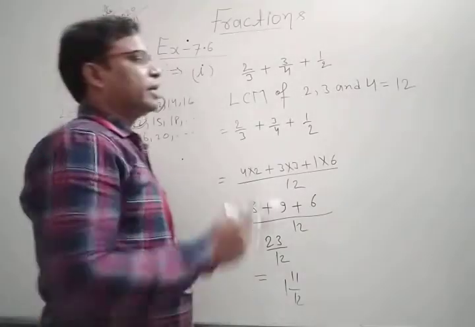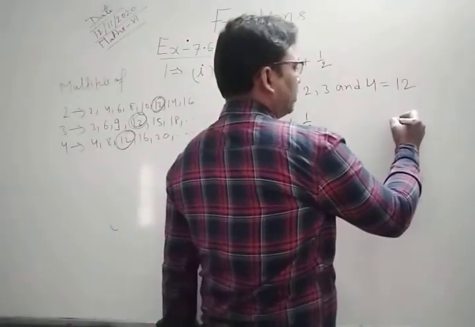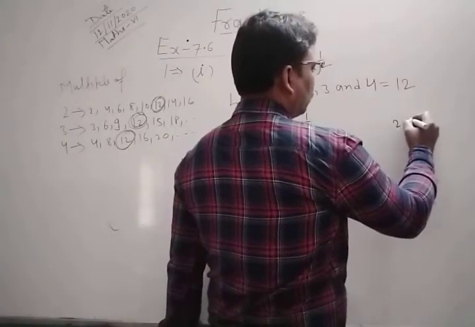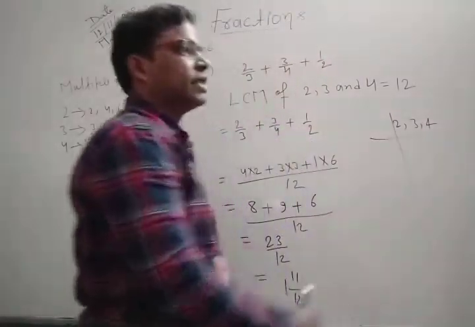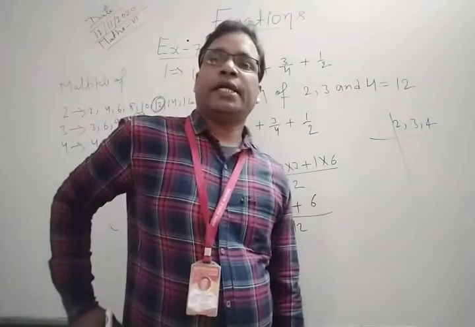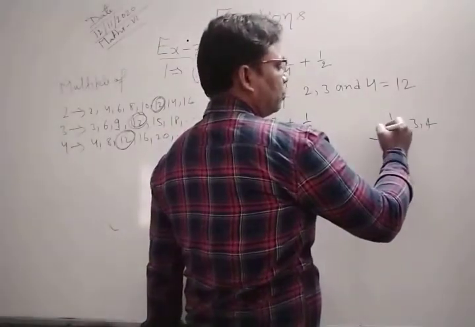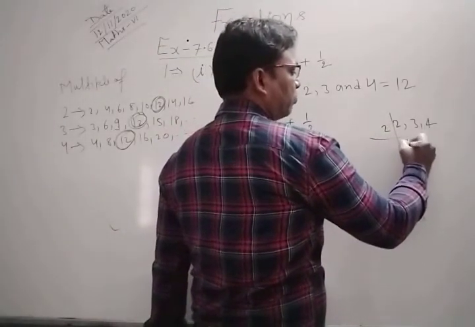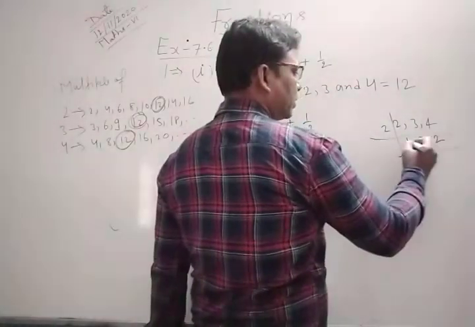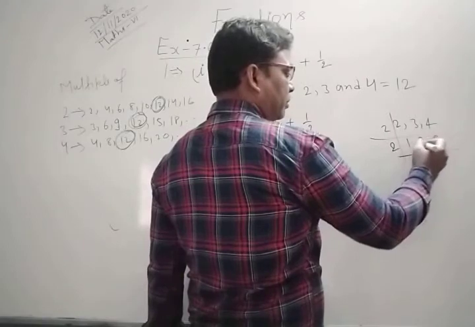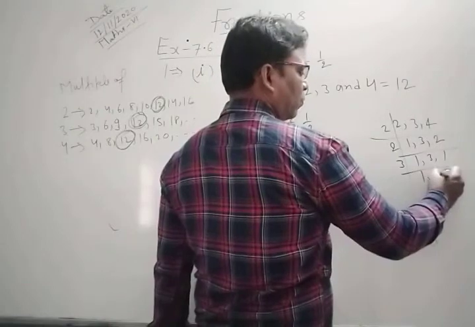We can also find the LCM, the lowest common multiple, by using the division method: 2, 3, 4. For this we select the smallest number that divides at least two of the given numbers. If you take 2, it divides the 2 and the 4. So 2 ones are 2, 3 as it is, and 2 twos are 4. Again take 2, and we get 1, 3, 2. Again 3, 1, 1, 1.